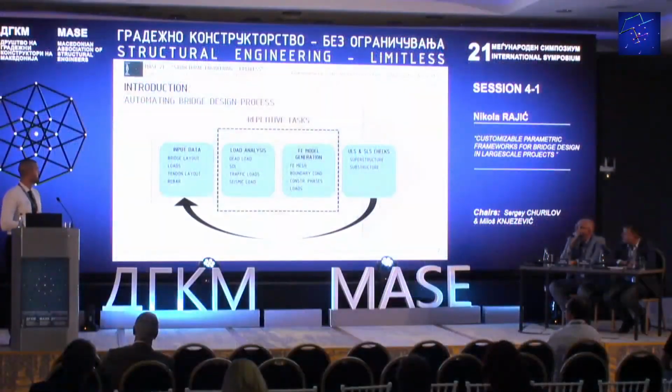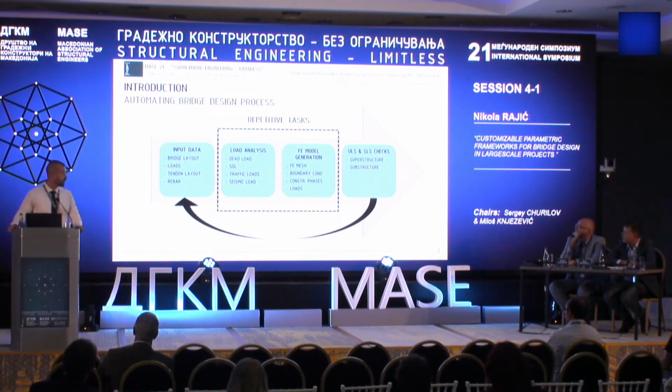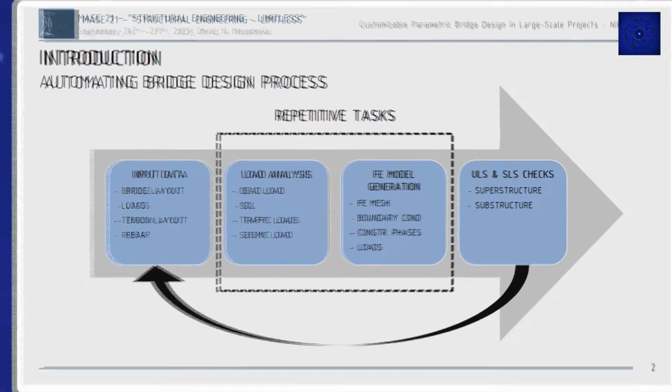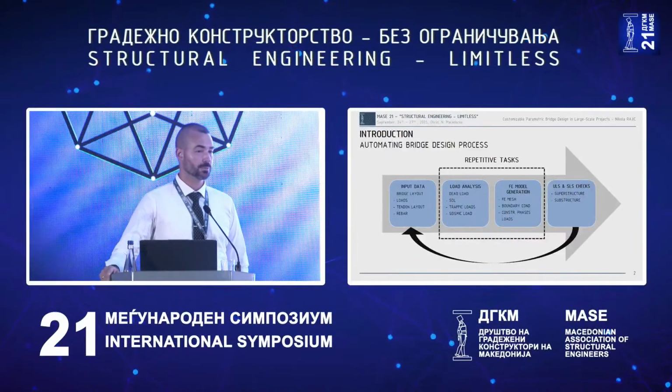Automation is the main thing that we want to do in today's engineering. In a typical bridge design process, we have several steps. For example, in the first step, we assume some kind of bridge layout. We have some loads on our structures. For example, from cards, we read the peak acceleration for the seismic loads. We assume some kind of tendon layout, and we also assume reinforcement for our structural elements.